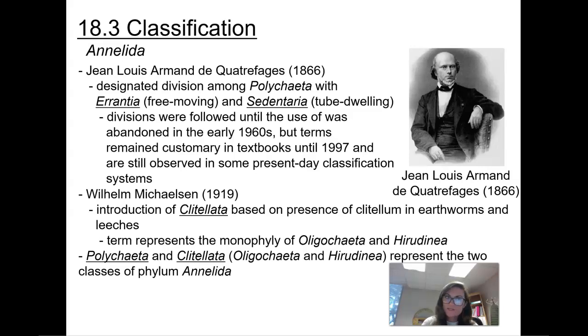Wilhelm Michaelsen in 1919 is going to introduce the Clitellata based on the presence of the clitellum in earthworms and leeches. Now this term is going to represent the monophyly of the Oligochaeta and the Hirudinea. So we have the Polychaeta and Clitellata, which are going to be the group that represents 2 classes of the phylum Annelida.